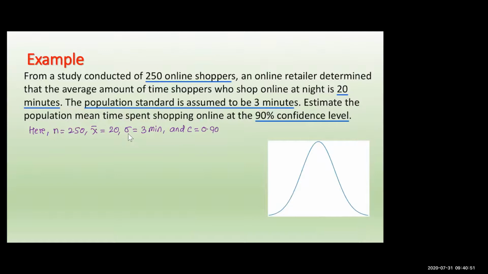You can write that: since sigma is given, we use the standard normal distribution. We'll be using the standard normal distribution. And we are looking for the confidence interval.